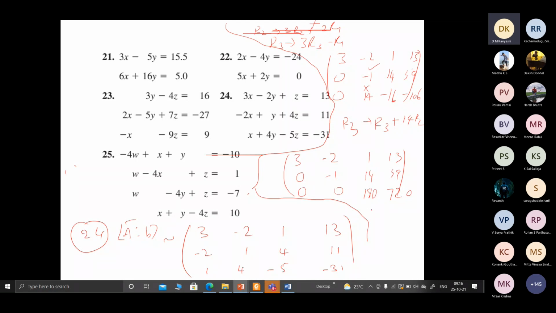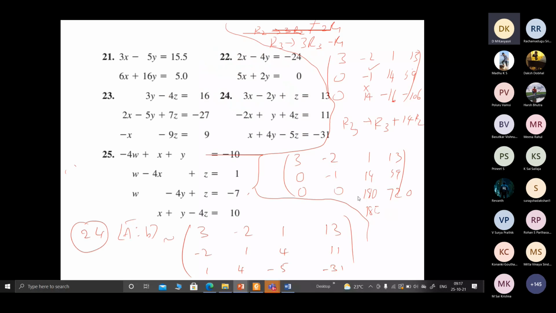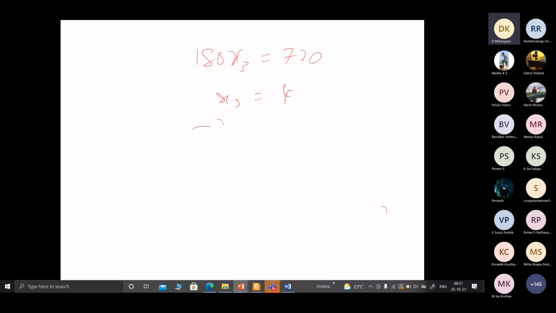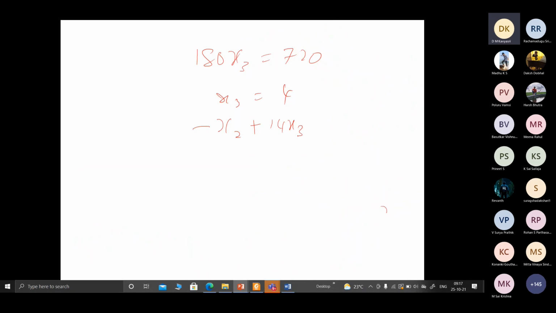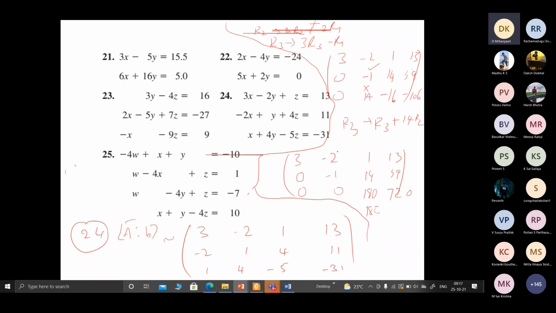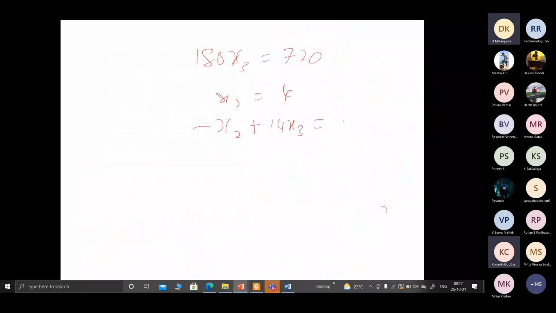So what is the solution? 180 x3 equals 720, so x3 is equal to 4. Next, minus x2 plus 14 x3 equals 59. So minus x2 equals 59 minus 14 into 4, which is 56.